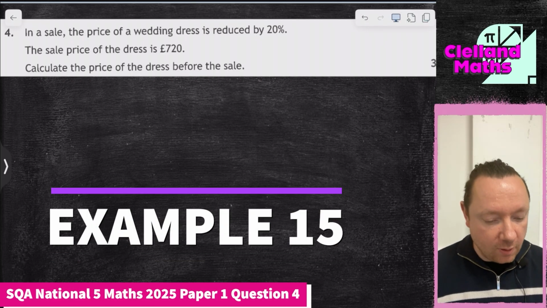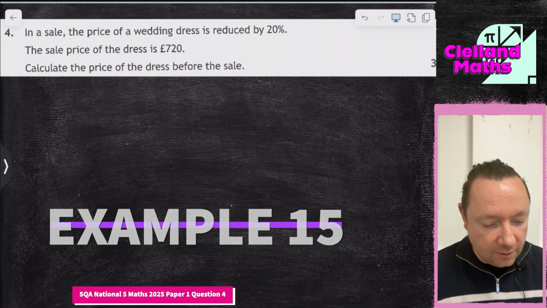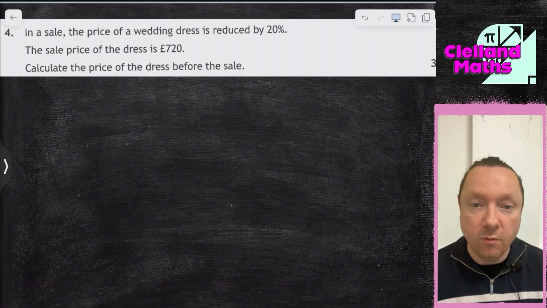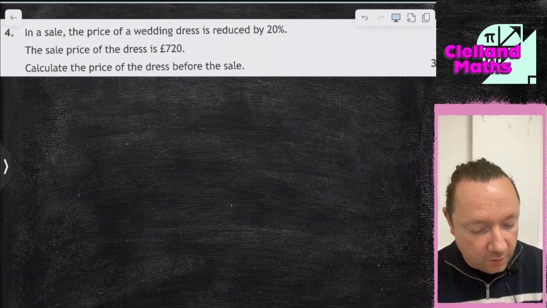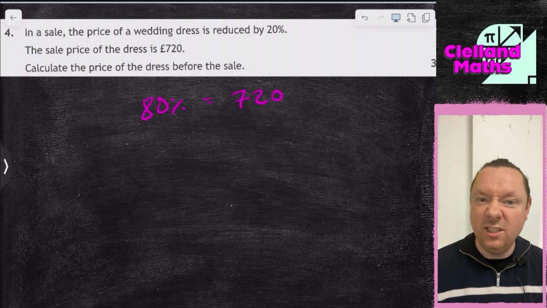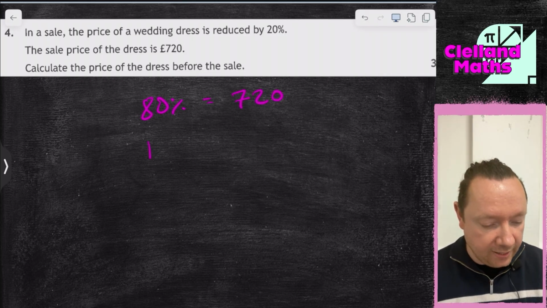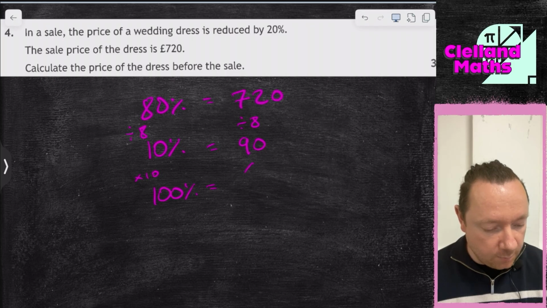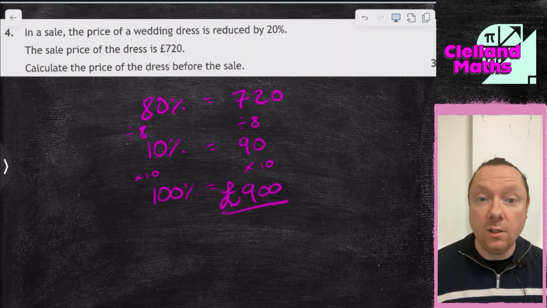SQA National 5 Maths 2025, Paper 1, Question 4. A sale wedding dress was reduced by 20%. The sale price is £720. Calculate the price before the sale. So I can say 20% off, 80% is equal to £720. And since 8 goes into 72, I can divide by 8 to get 10%. 8 nines are 72, so that's £90. Now I can go up to 100% by times them by 10. £900, and we're done there.